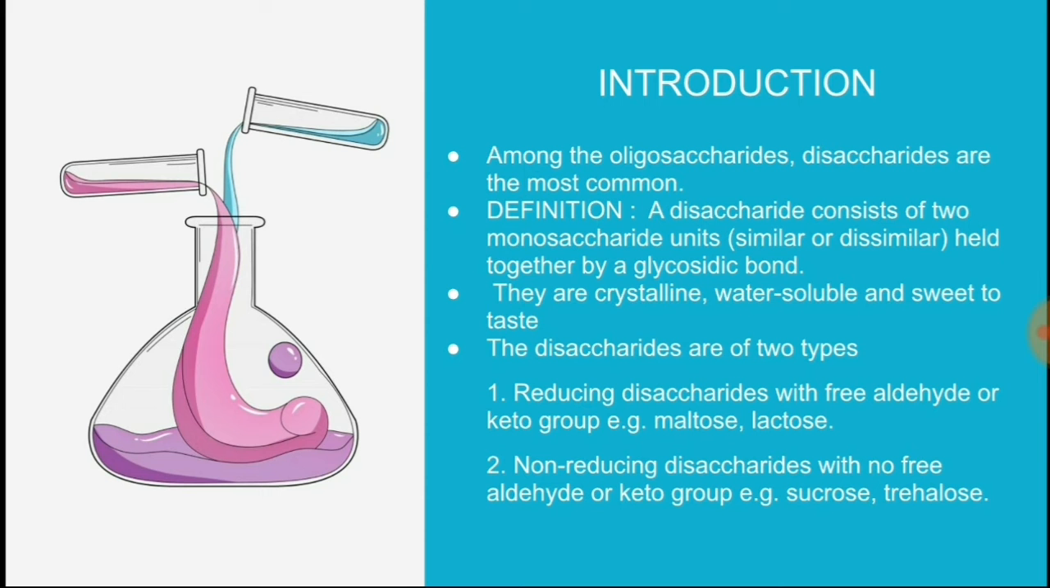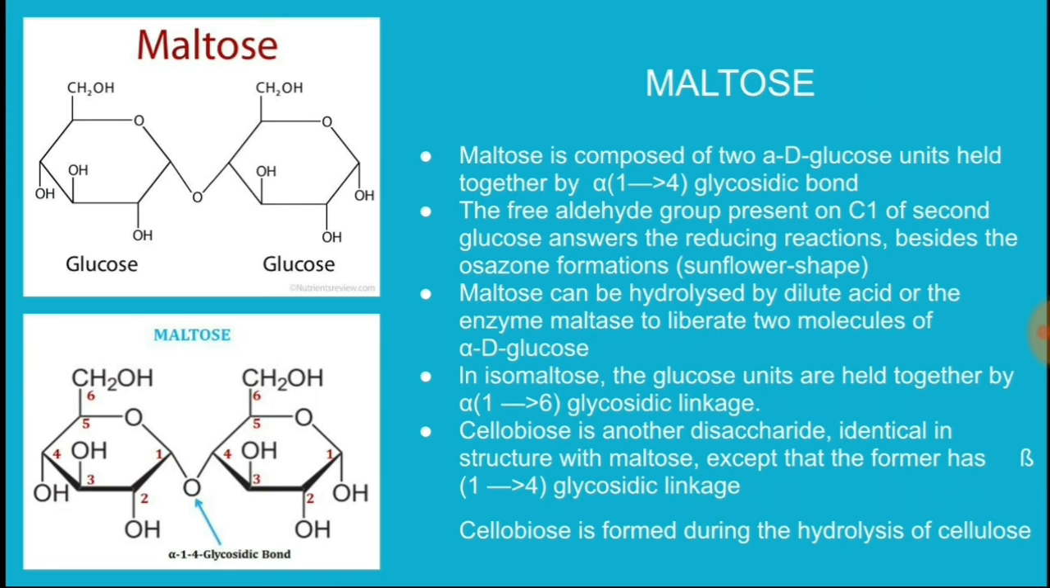So this gives the introductory part of disaccharides. Now we'll move on to individual disaccharides which are important for biochemistry, I mean carbohydrate chemistry. The very first disaccharide which we will be dealing with is maltose. Maltose is composed of two monosaccharides. One is an alpha D glucose unit and the other one is also an alpha D glucose unit. So there is a glycosidic bond between two alpha D glucose units. These are held together by an alpha 1 to 4 glycosidic bond.